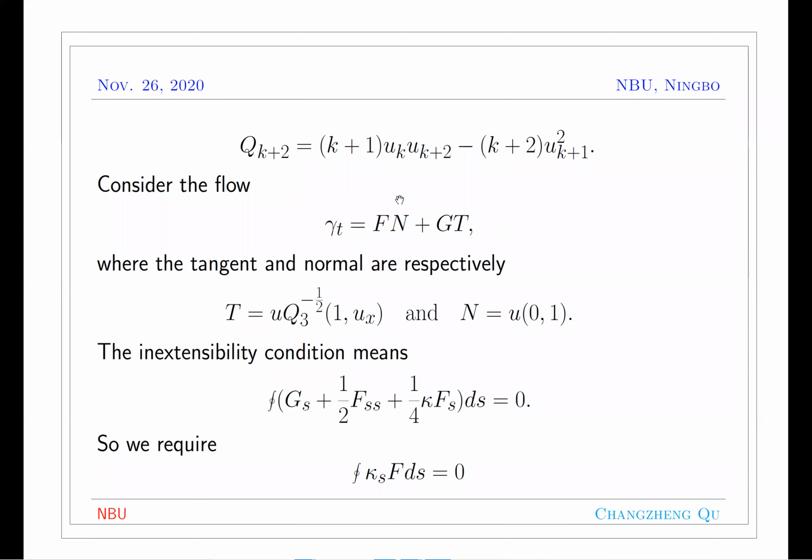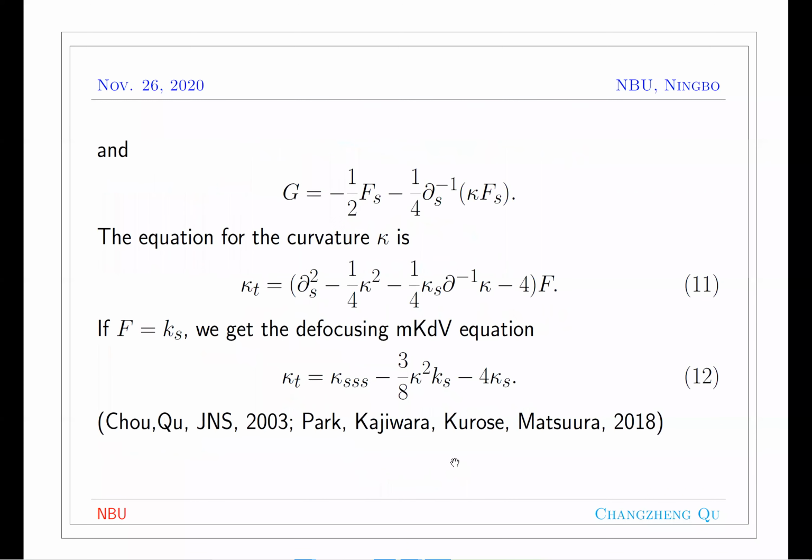If we consider the flow in the centro-affine geometry, T and N are the tangent and the normal vectors. We find that for a closed curve we need this to be 0, which is also equivalent to this one. Also we assume the arc length does not depend on time t. We find that G is determined by F by this expression, and then the curvature satisfies these equations. If F is the derivative of K with respect to S, we get the defocusing mKdV equation.